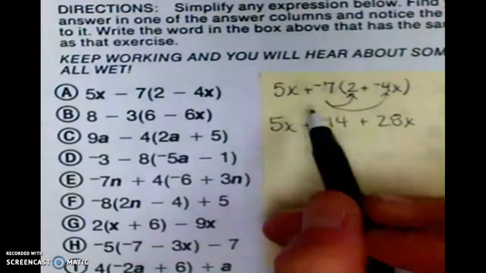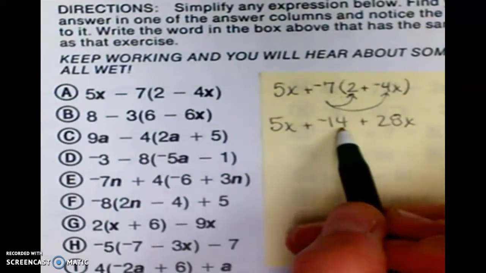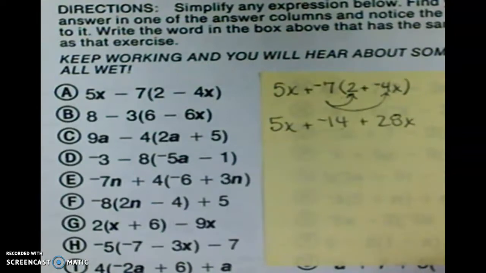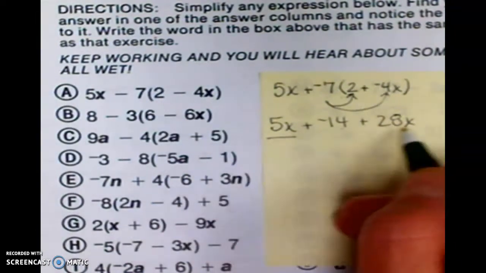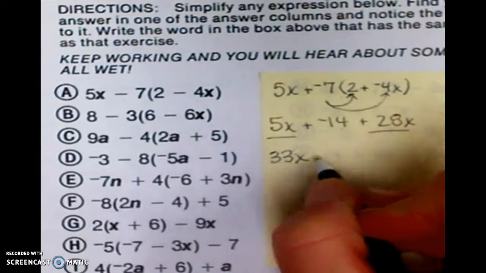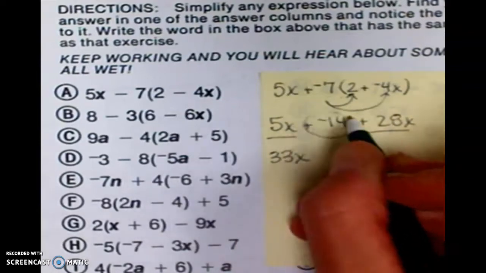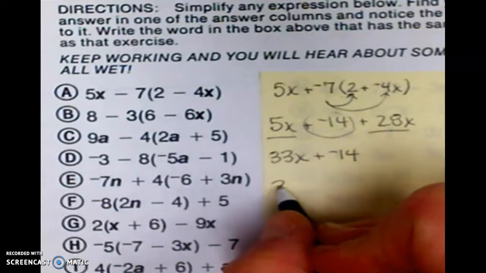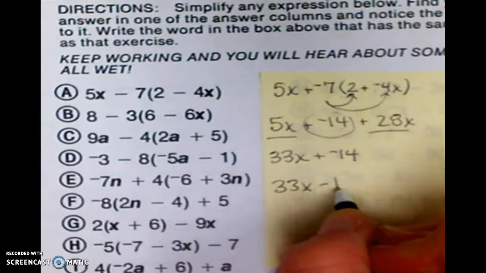So I've multiplied each of these terms by -7. And that's how I got these numbers. Next, I'm going to look for like terms. So I see I have 5x and 28x. I can add those together and get 33x. This is my only constant, so it's plus -14. And then I'm going to simplify that to 33x minus 14.